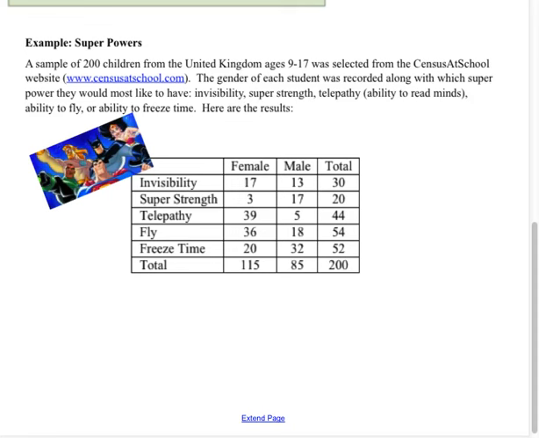Now you're probably wondering, first of all, what is this marginal distribution stuff? Marginal distribution is going to let me look at one variable at a time. So for example, let's say I'm just interested in general about these superpowers. I just want to know about the superpowers. What does that distribution look like? Well, that is what the marginal distribution is.